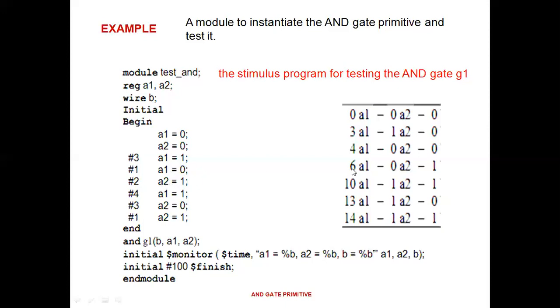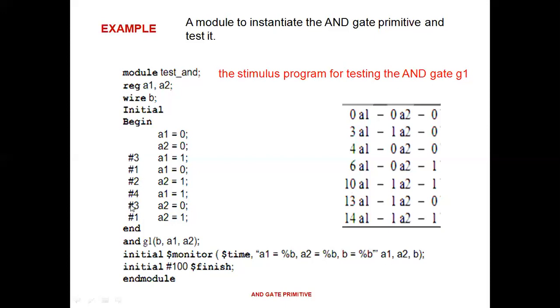Now look here. After 6 time steps, A1 will be 0 and A2 will be 1. Okay. Next, after 4 time steps, again you are changing the value of A1. But A2 is no change. Okay. Now 3 plus 1, 4, 4 plus 2, 6, 6 plus 4, 10. After 10, A1 is 1 and A2 is also 1. Here. After 10, A1 is 1, A2 is also 1.